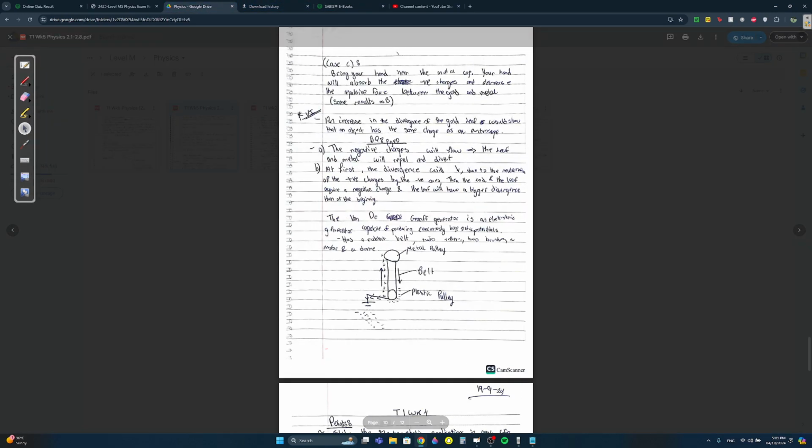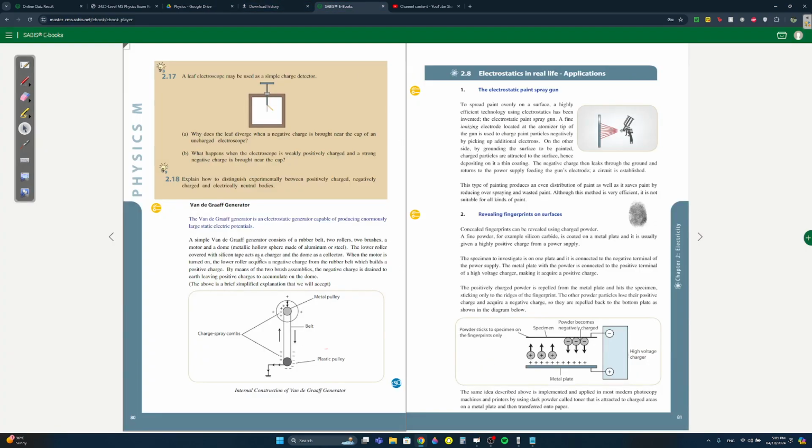It has a rubber belt and two rollers. Basically, friction here will cause negative charges to build up. They earth it here. It's like a belt that moves. The negative charges flow out, and then what are they left with? Positive charges. These positive charges flow up to the metal ball here.